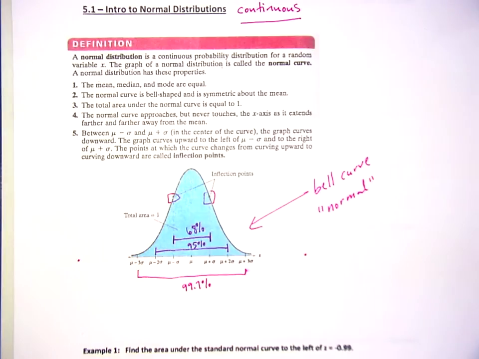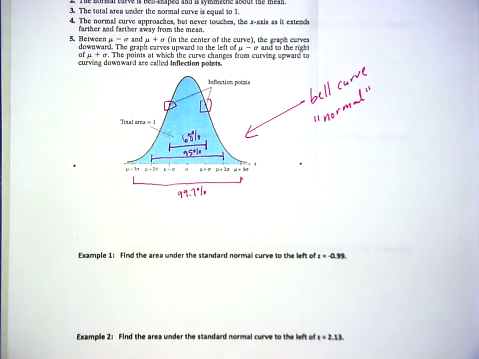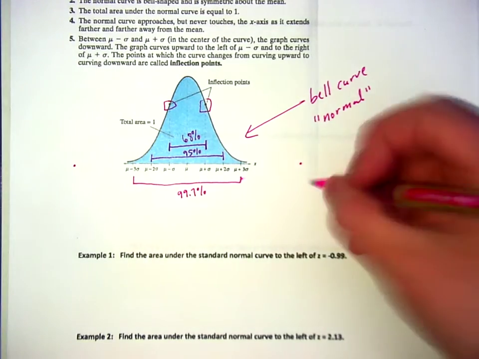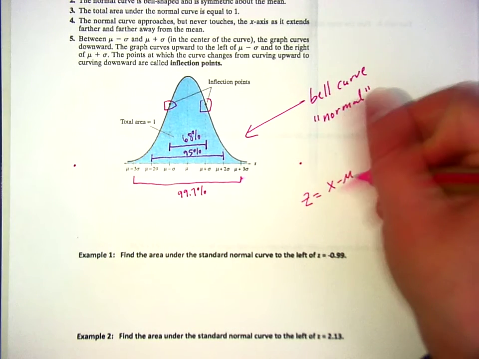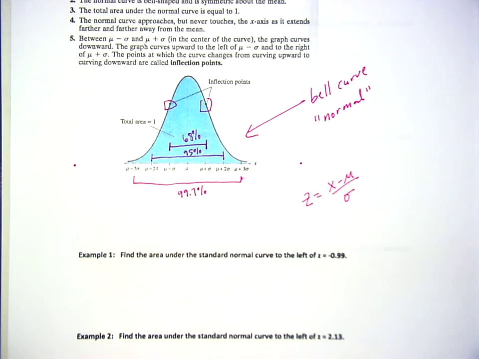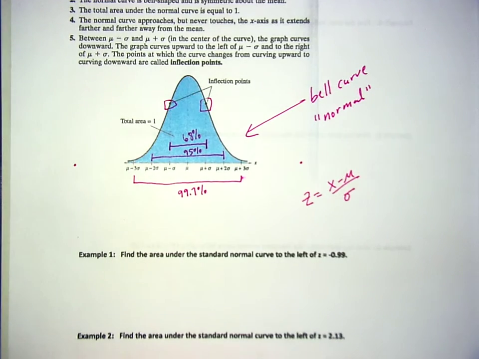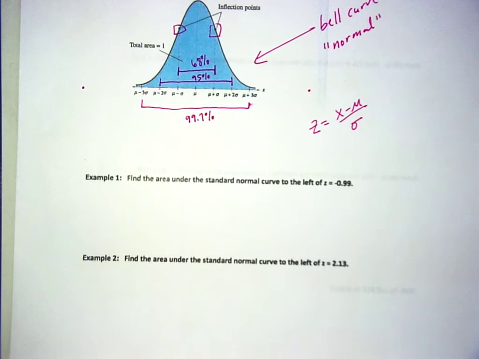Do you guys remember the formula for a z-score? X minus mu over sigma. We'll be using that a lot this chapter. Remember, x is your data point, mu is the mean, and sigma is the standard deviation. But this lesson is only about figuring out how to read this table. That's all this is, okay?